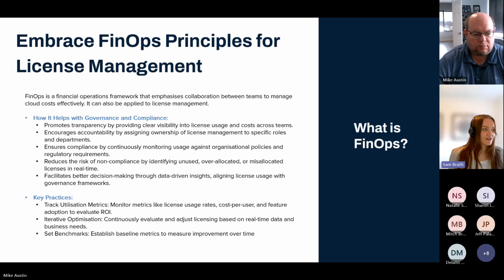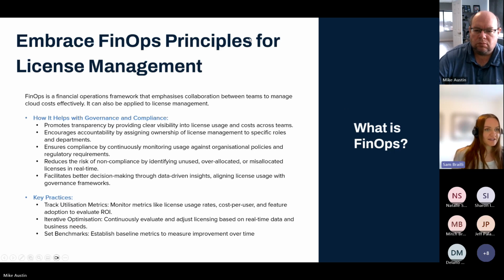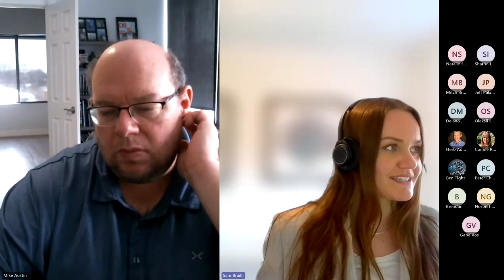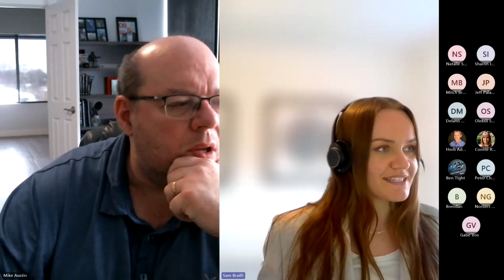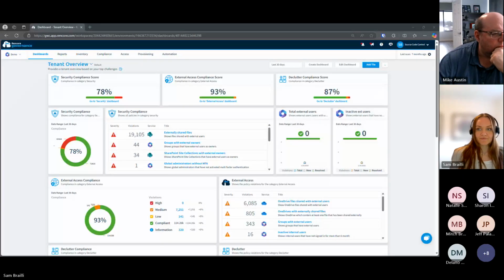All right, so I'm going to move on to a demonstration now of Rencore itself. So I'm going to steal the screen sharing from Mike. Let me just make sure my dashboard is still loaded up. There we go. And we're going to share the screen. Hopefully that's visible to everybody. Perfect. I've got the thumbs up from Mike.